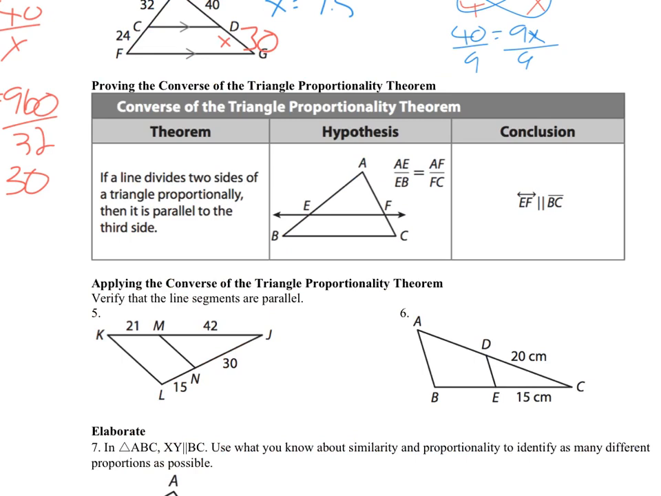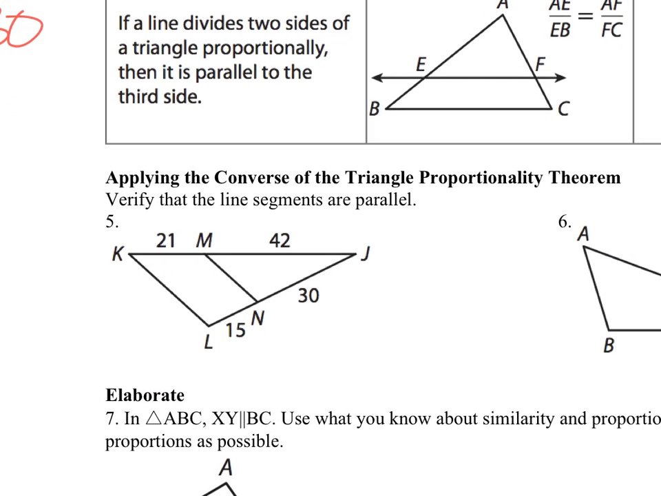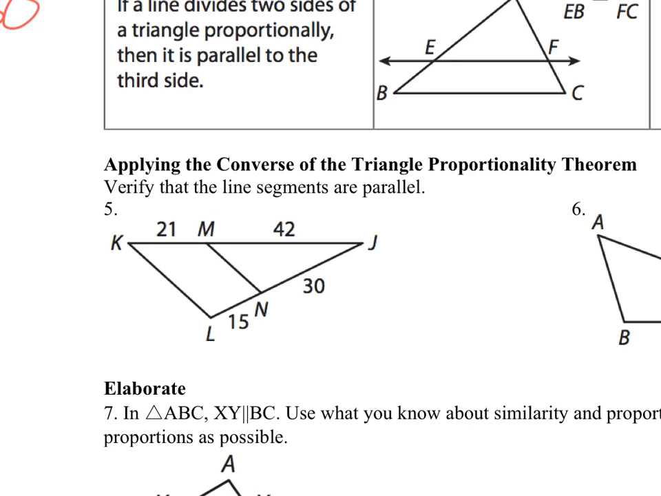We can use triangle proportionality theorem to find missing segments. We can also use it to prove that lines are parallel. Now, when we're looking for lines that are parallel, they're going to give us all 4 segments, and then we got to show that those proportions are correct. So as we look at 5, you'll notice that they give us all 4 segments here. So we're going to write our proportion. Here's the line that's dividing that we want to try to prove is parallel.